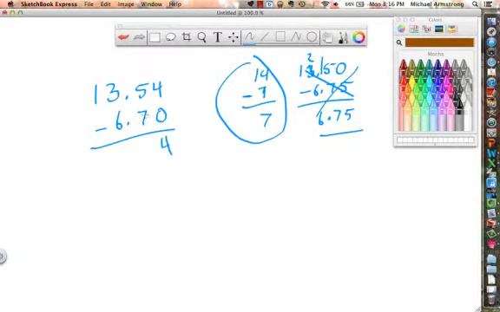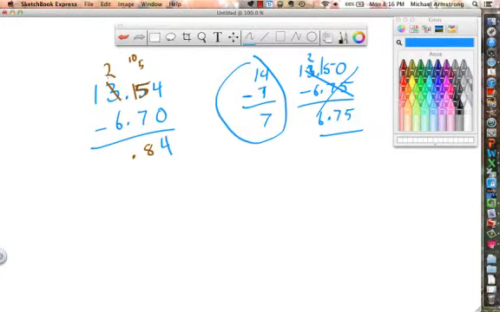5 minus 7 doesn't work, so we're going to have to regroup. We're going to take a 1, change it into 2 ones, and move one of them over here as 10 tenths. So this becomes 15 tenths. All right, so this brown color is to show that these are all the same place value. We had 5, and we added 10 to it, and so it makes 15. We added 10 tenths because we changed a 1 into tenths, and there are 10 tenths in 1. That makes sense. I know you guys get this. So 15 take away 7 is 8. Bring our decimal straight down.